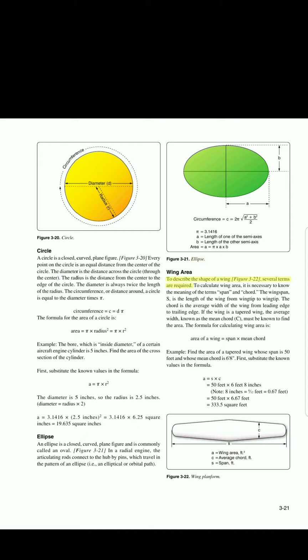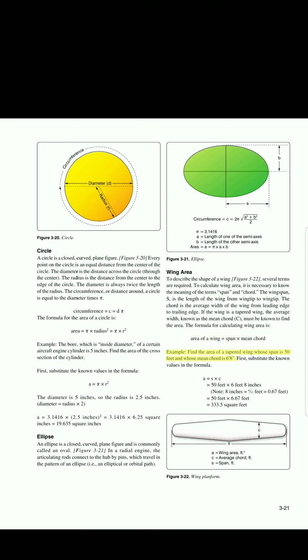Wing area. To describe the shape of a wing, figure 3-22, several terms are required. To calculate wing area, it is necessary to know the meaning of the terms span and chord. The wingspan, S, is the length of the wing from wingtip to wingtip. The chord is the average width of the wing from leading edge to trailing edge. If the wing is a tapered wing, the average width, known as the mean chord, C, must be known to find the area. The formula for calculating wing area is: area of a wing equals span times mean chord.